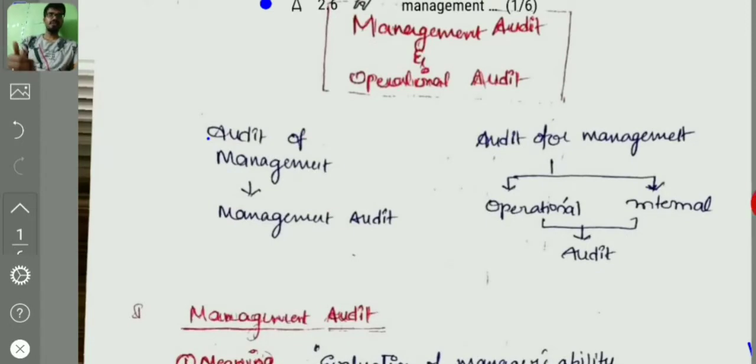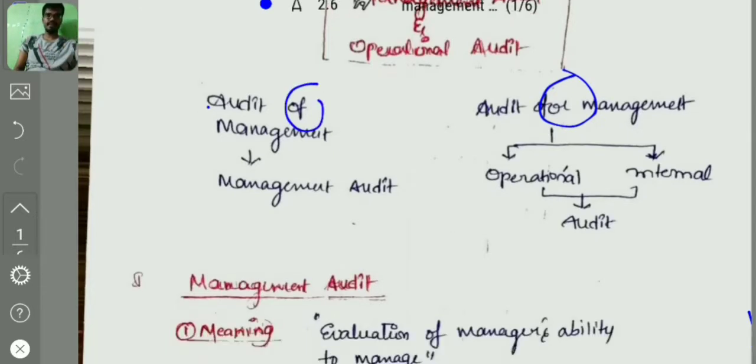Hi guys, in this video we are going to discuss the basic 2.2 concepts. What is management audit and what is operational audit, and what are the questions with respect to the management audit and operational audit? For example, the basic difference between the management audit and the operational audit is that management audit is audit of management, whereas operational audit and internal audit is audit for management. We can simply say operational audit is a subset of management audit, right?